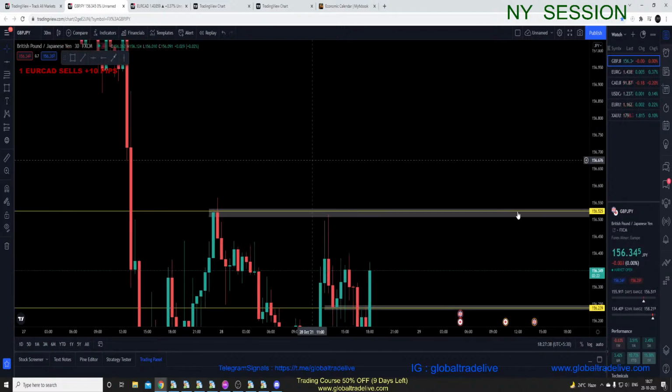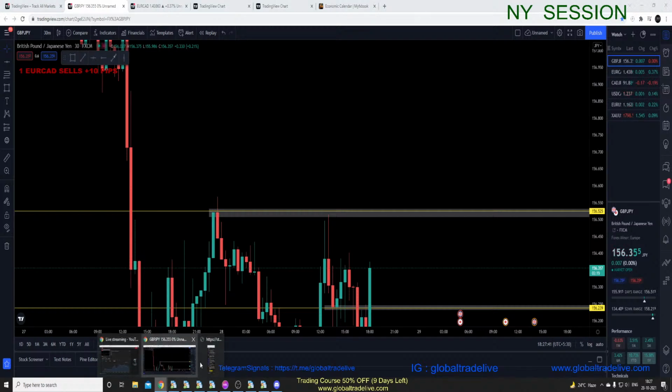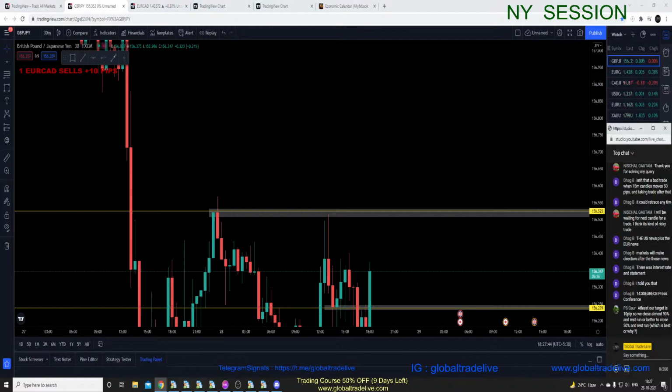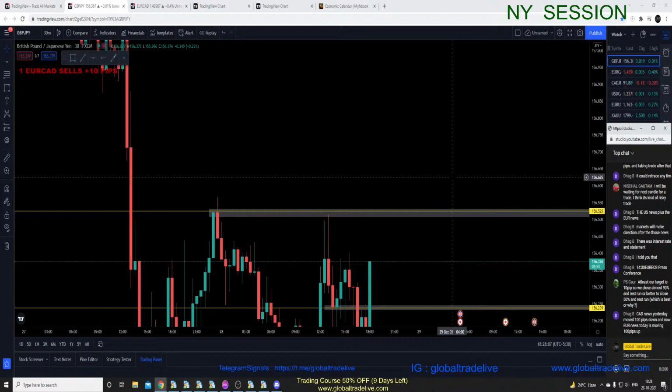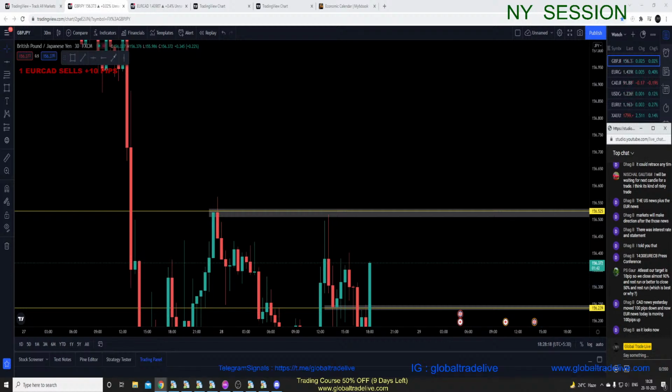GBP JPY is also having a great range above 156.5. Yeah, our target is 10 pips, and I closed 90% at 10 pips, but the remaining 50% got slipped because of the fast movement of the market. So that's why I lost $6 in that remaining half. So that was what happened.